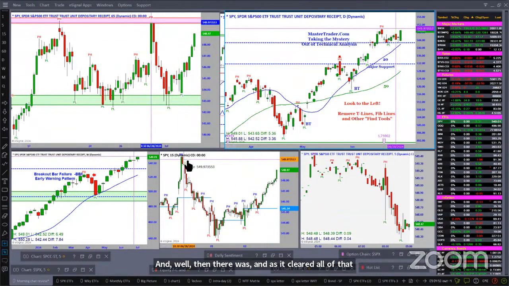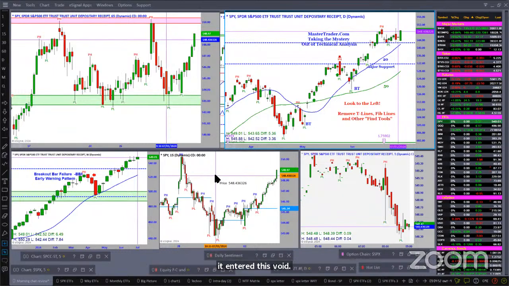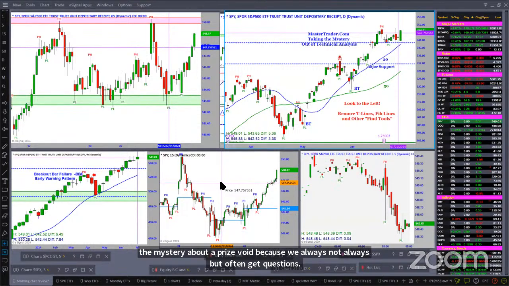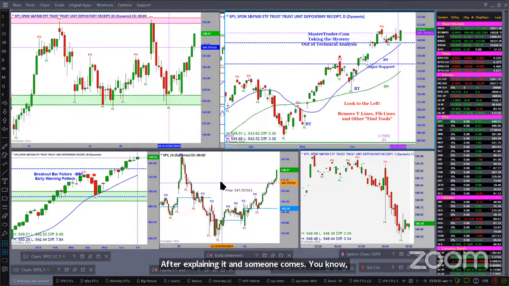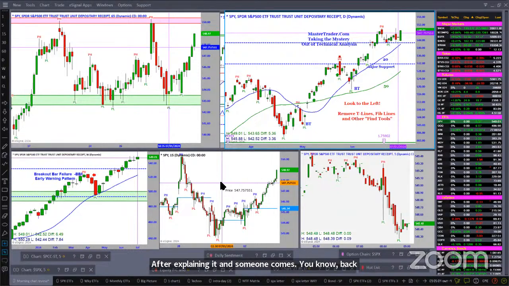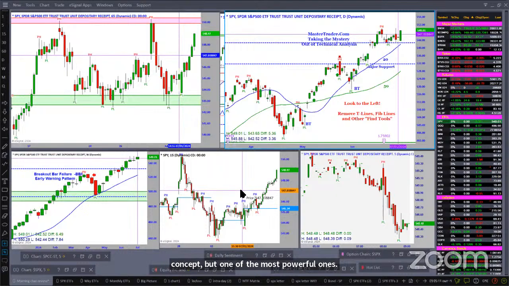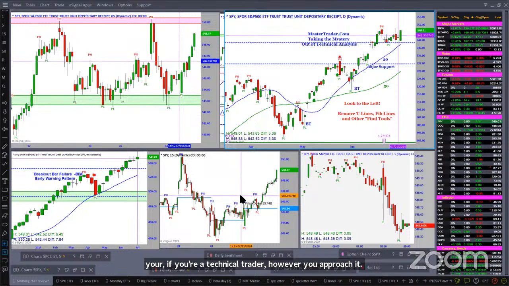And I always wonder, what is the mystery about a price void? Because we often get questions after explaining it, and someone comes back into an MT Live and says, could you explain that again? Because I really don't get it. It's such a simple concept, but one of the most powerful ones that we trade as technical traders. I don't care how you approach it, everything is about supply and demand, right? Support, resistance, or the lack thereof.